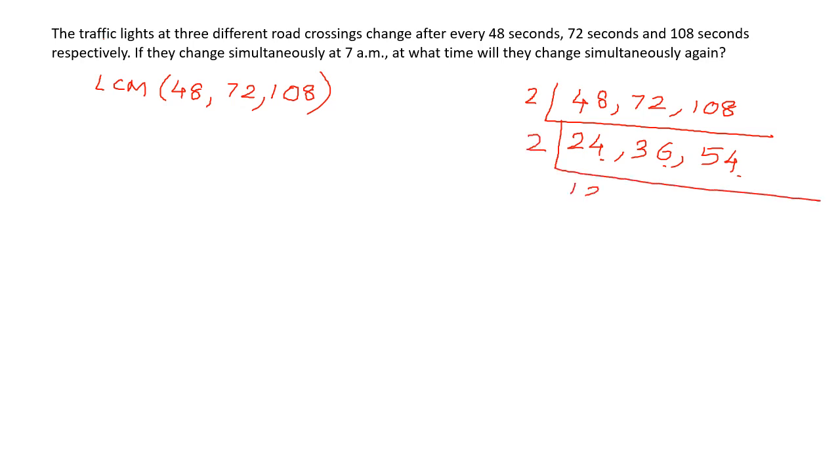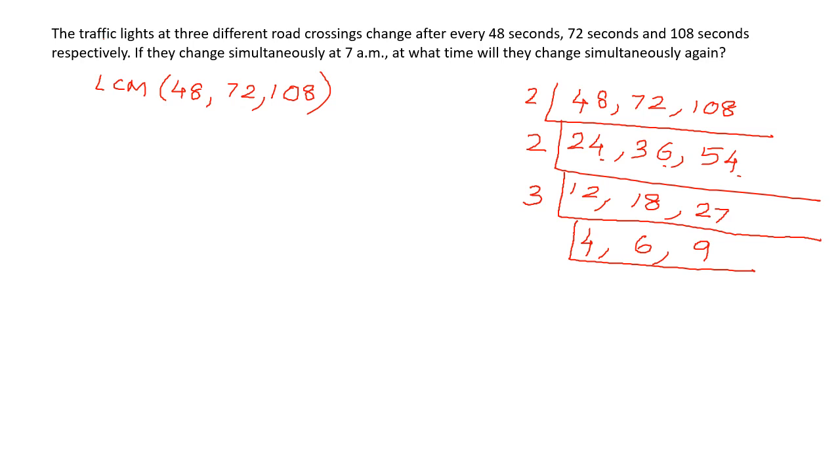So we get 12, since 12 2s are 24, 18 2s are 36 and 27 2s are 54. Now 12, 18 and 27. 7 is there at the units place, so we cannot use 2. Now we'll have to think about 3. Will 3 go? Yes, they are all multiples of 3. 3 4s are 12, 3 6s are 18, 3 9s are 27. Now we have 4, 6 and 9. Now will any number go? Will 2 go? No, because 9 is there. 2 will not go. We cannot use 2.